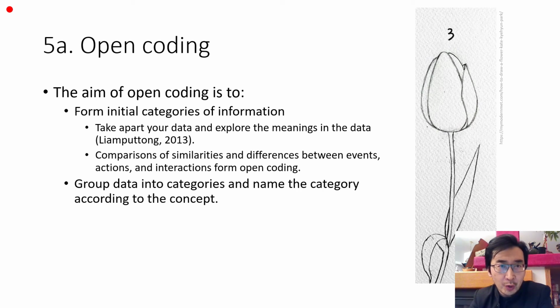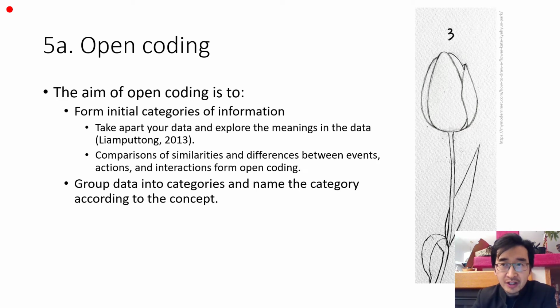Now we're getting to open coding. This is the first step in an interesting analysis approach by Strauss and Corbin's systematic design. The aim of open coding is to form initial categories for your information. Basically, you go out there, you get some data, interviews, whatever have you, and once you have this data, you bring it back and you dissect it.